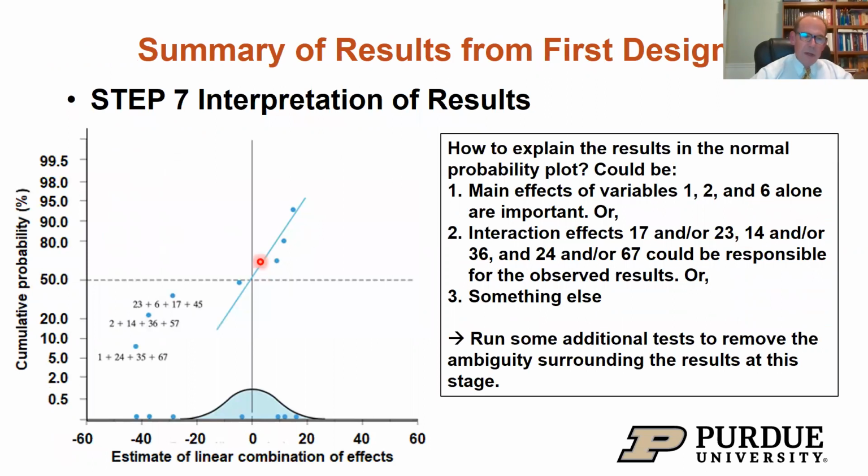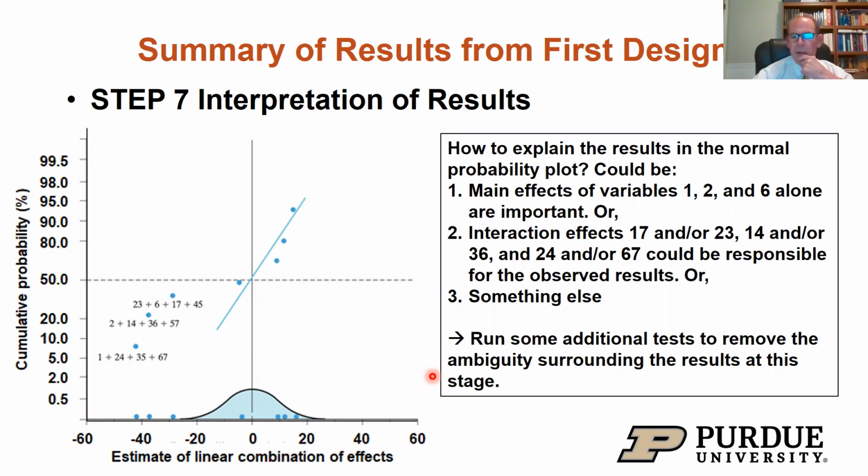So I've constructed a normal probability plot here based on these effects. And here you can see that this group over here looks like it's not well described by this line that goes through the effects that are close to 0. The question is how to interpret this. Well, it could be that these main effects are all important, 1, 2, and 6, or it could be that interaction 1,7 is important, or 5,7 is important, or 3,5 is important. Could be lots of different explanations to try to interpret what's going on with the normal probability plot.